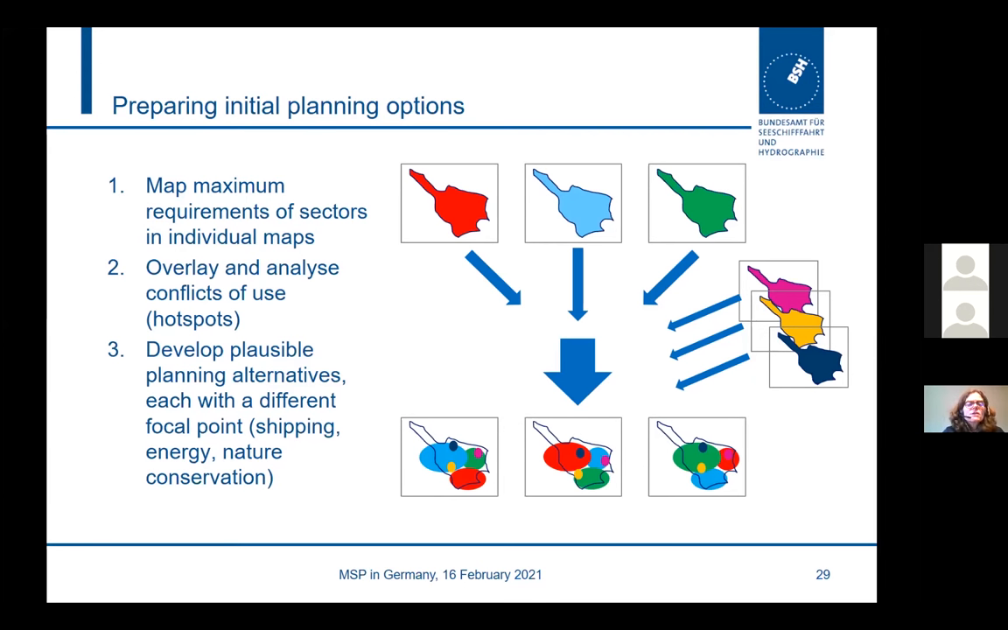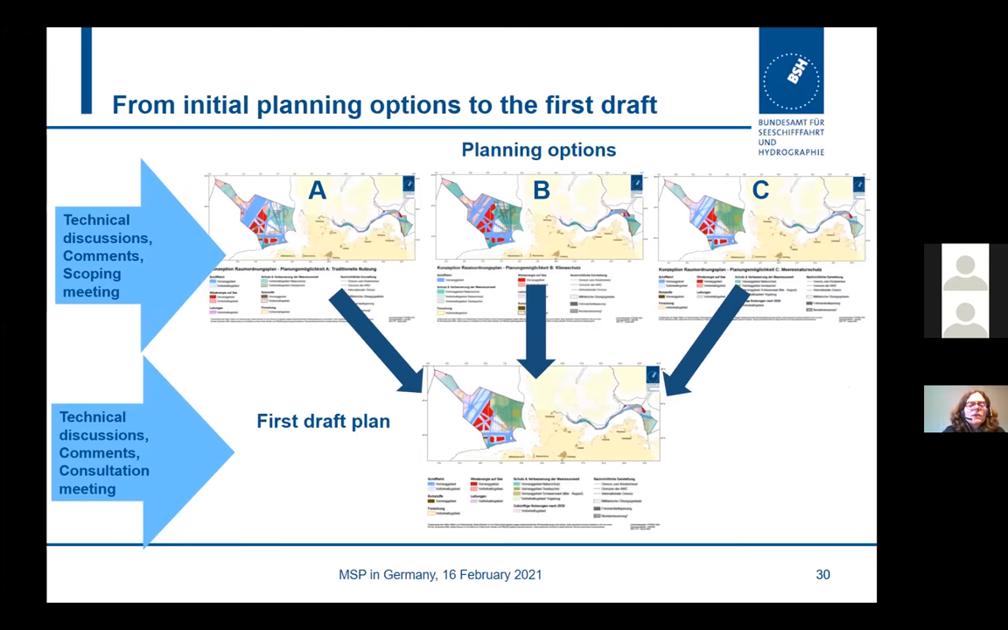Those were then discussed and debated in different technical discussions. So this is what went into the sectoral and expert workshops that we saw in the previous slides, to see what different sectors, different groups, different experts think. And from those meetings, from the comments and results of those discussions, a first draft was produced. It's not very surprising that it is a compromise between all these different options. Planning being an integrative tool tries to do justice to as many interests as possible. So you still see shipping there, you see offshore wind farming there, you see nature conservation interests in that first draft. Next slide, please.